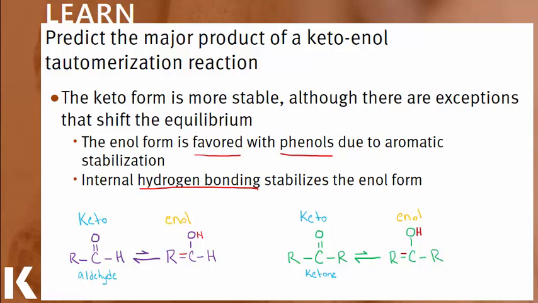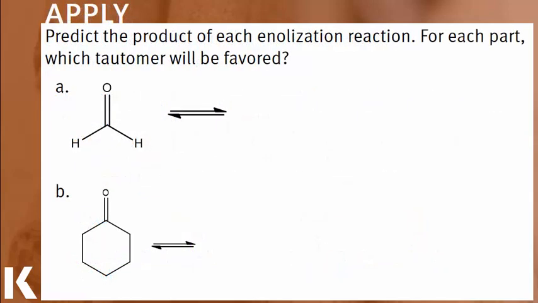Let's take a look at some practice questions and not only predict the product of tautomerization reactions, but also determine which tautomer will be favored. As discussed before, tautomerization occurs because a hydrogen attached to an alpha carbon is weakly acidic and can be deprotonated. In A, the carbonyl carbon is here, but notice there are no adjacent alpha carbons. This methanol cannot be deprotonated as it contains no alpha hydrogens. Therefore, there is no enol formed and no reaction.